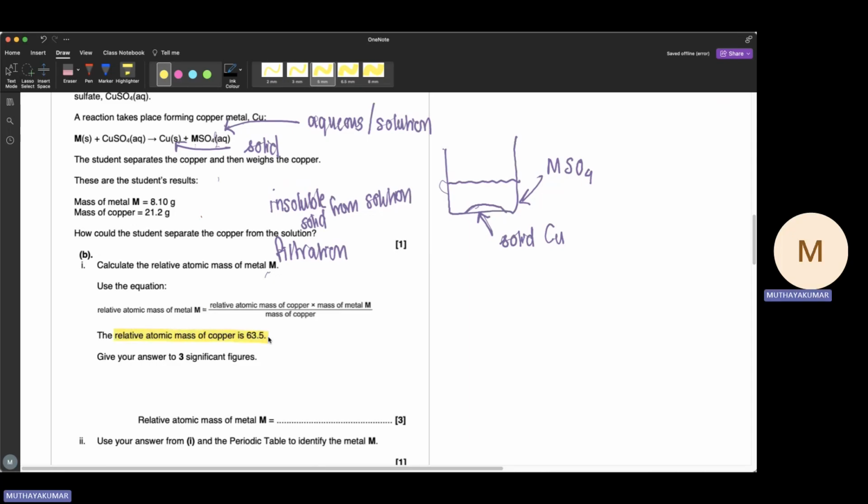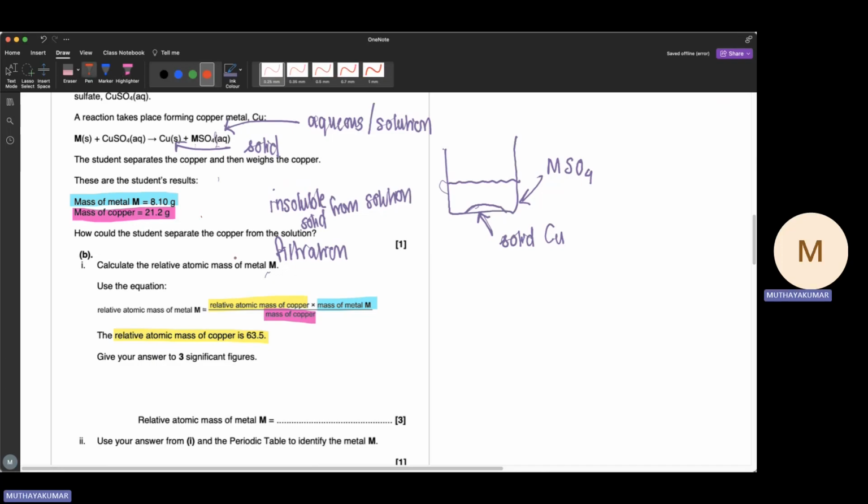So this relative atomic mass of copper, 63.5, is in our numerator here in our equation, relative atomic mass of copper. So we're going to highlight that in the same color. Then the next term in our equation is the mass of metal M. So mass of metal M was given to us earlier on in the question. So if we look above, mass of metal M is 8.10 grams. And lastly, we need to divide this all by the mass of copper, which was also given to us, mass of copper, 21.2.